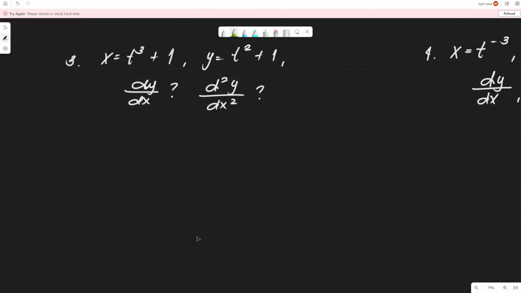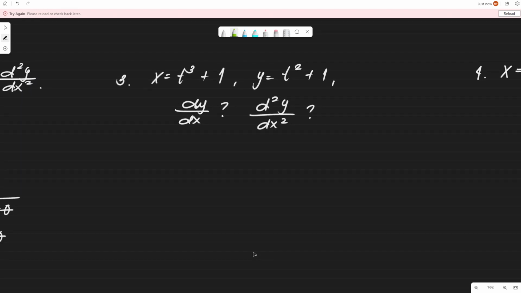Okay, next. We have here x is equal to t cubed plus 1, y is equal to t squared plus 1. What is dy over dx, and also d squared y over dx squared? So, for dy over dx, x is equal to t cubed plus 1. Then let's get the d over dt, so we'll have dx over dt. This is 3t squared.